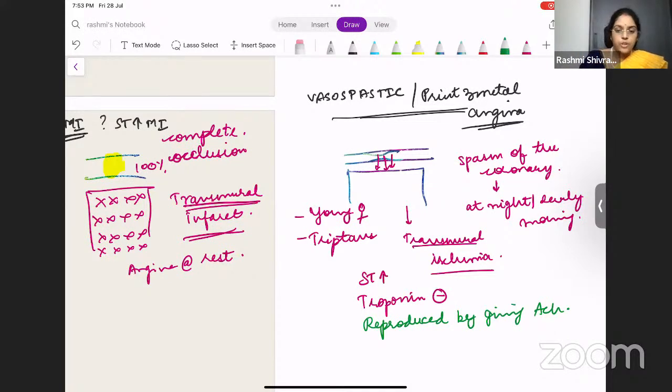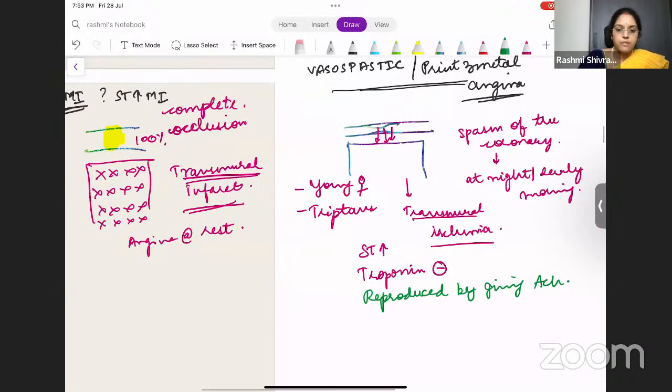Okay. So how would you treat this? We can finish this off here itself. How would you treat this vasospastic angina? You give calcium channel blockers or nitroglycerin. Nitroglycerin or calcium channel blockers can be given so that the vessels will dilate easily.